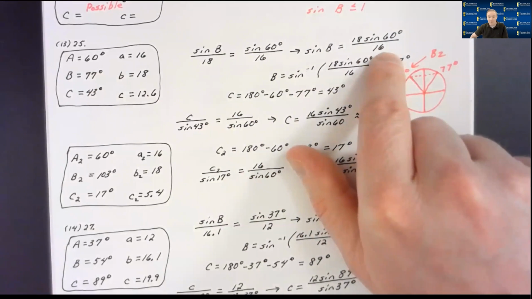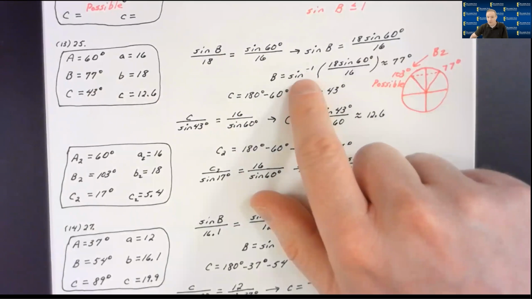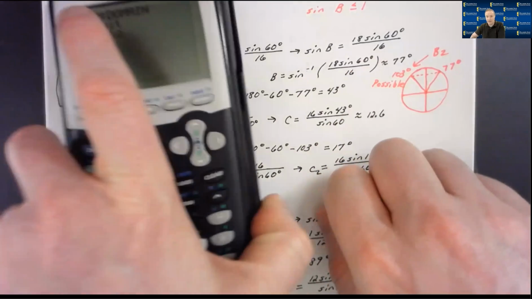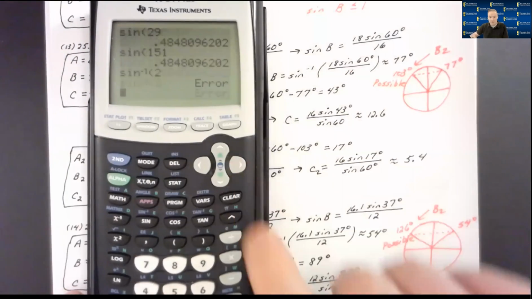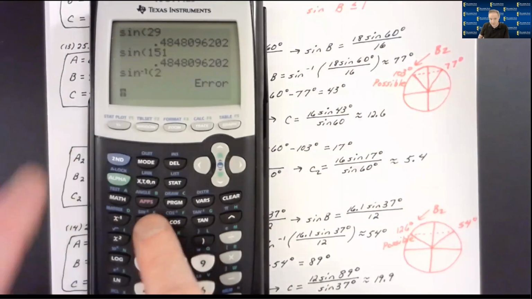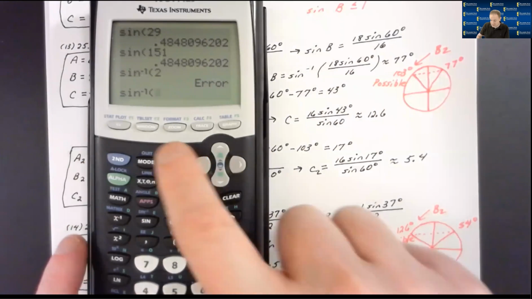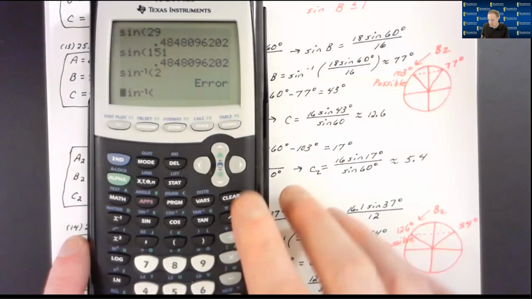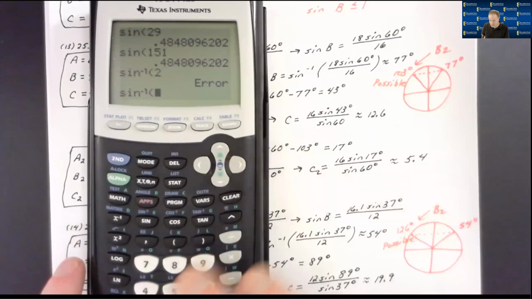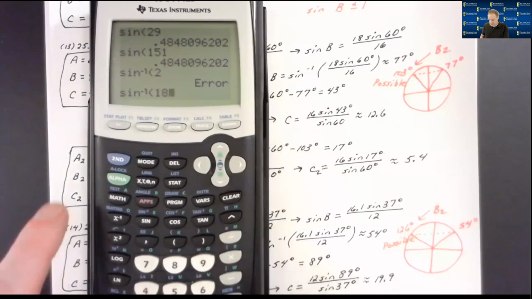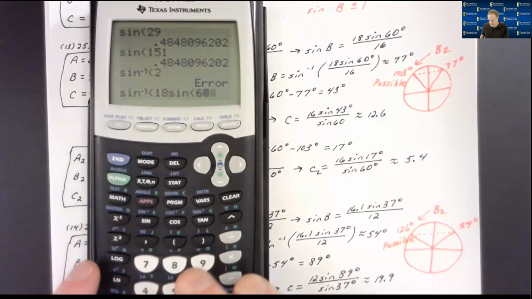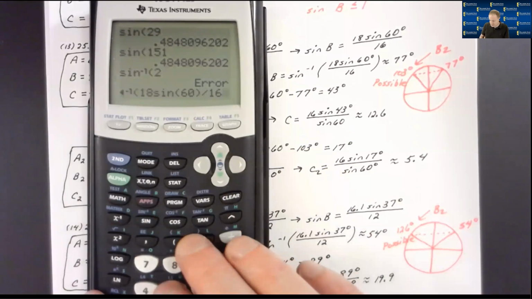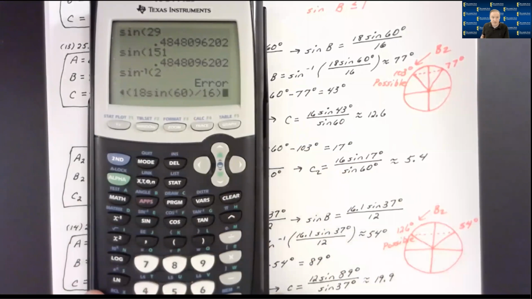When I went to my calculator, angle B is going to equal the inverse sine of that function. Whenever you're entering that into your calculator, you can literally just go inverse sine. Now, please make sure you're in degree mode for these problems. We'll go inverse sine, and then I just typed 18 sine 60, close out the trig function, divided by 16, close out the inverse trig function.